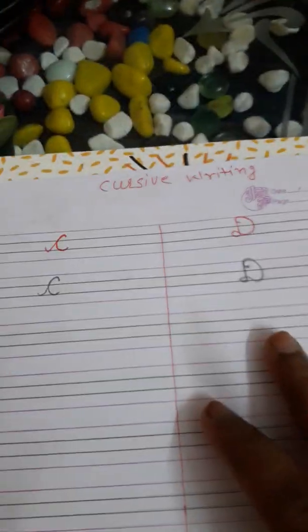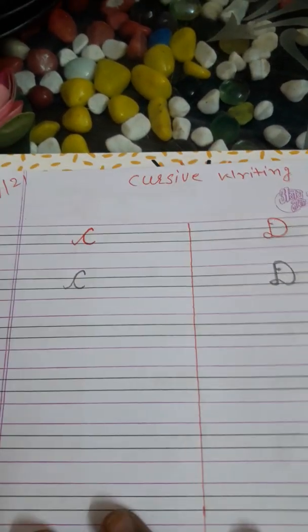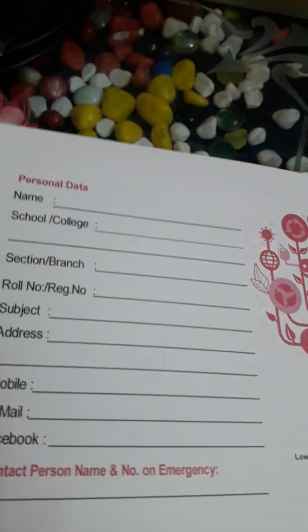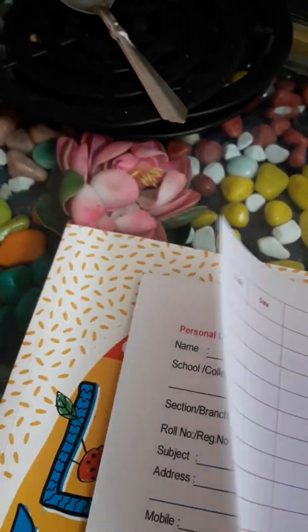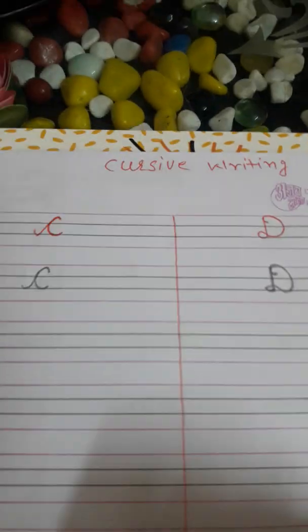Today we are going to write alphabet C and D in cursive writing. In our previous period, we have done alphabet A and B. I think that is not in my this copy. वो मेरी पुरानी कॉपी में है. But today we are going to do alphabet C and D.